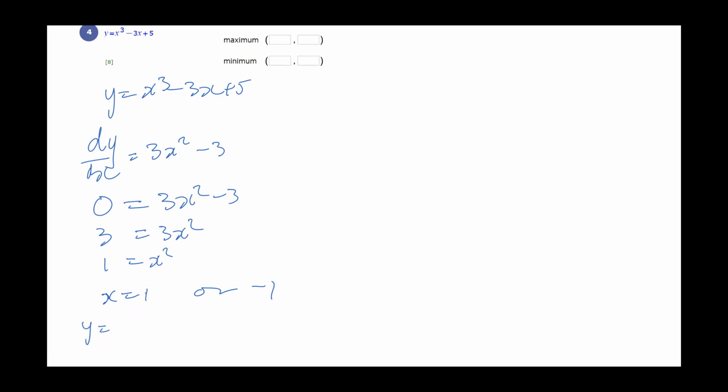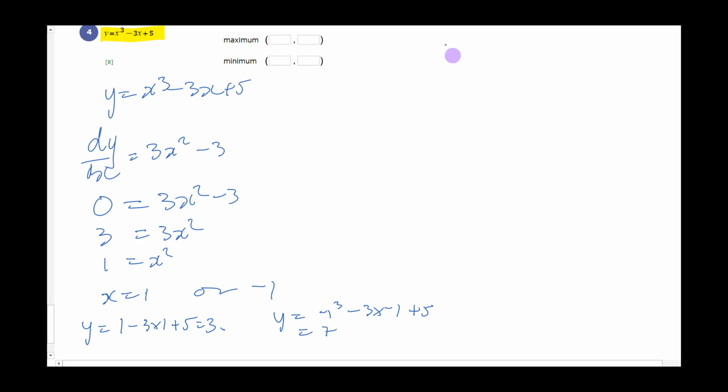So x equals 1. Let's put x equals 1 into our equation. So we're going to get 1 minus 3 times 1 plus 5. So that's going to be 2 plus 1 is 3. So we've got one value of 1, 3. When x is minus 1, then the y value will equal minus 1 cubed minus 3 times minus 1 plus 5. This is minus 1. This is 3. This is 5. So 3 plus 5 is 8. Minus 1 is 7. So which one is the max and which one's the minimum?